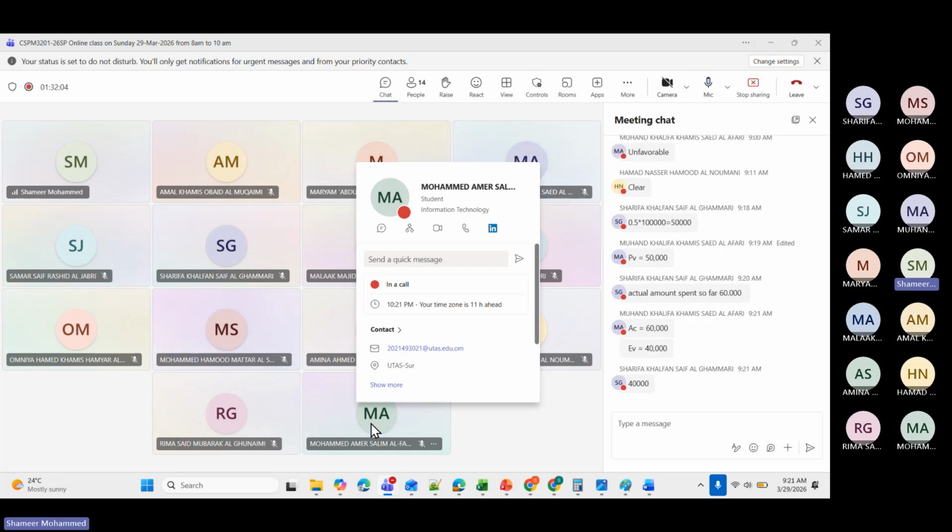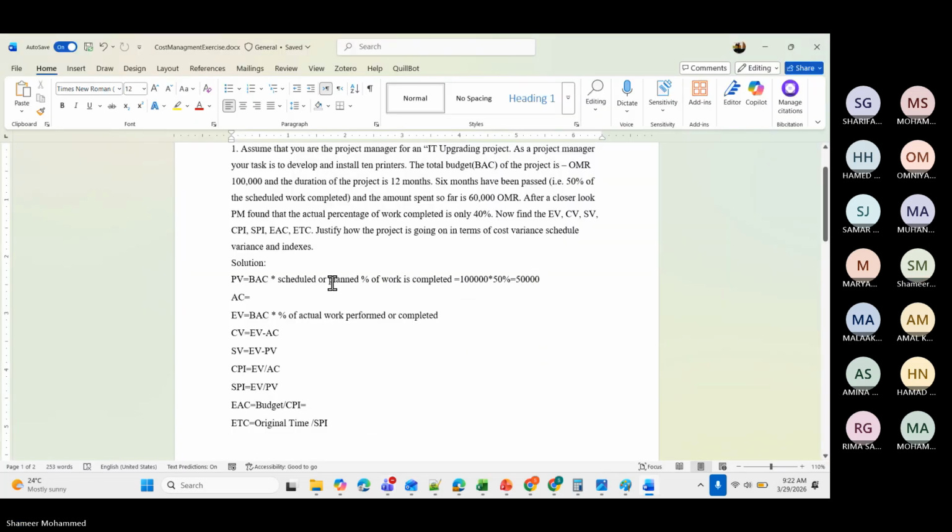Planned value 50,000, you are telling. Actual cost 60,000. Then earned value, how much? The project manager found that the actual work completed is only 40%. So it will be how much? 40,000.